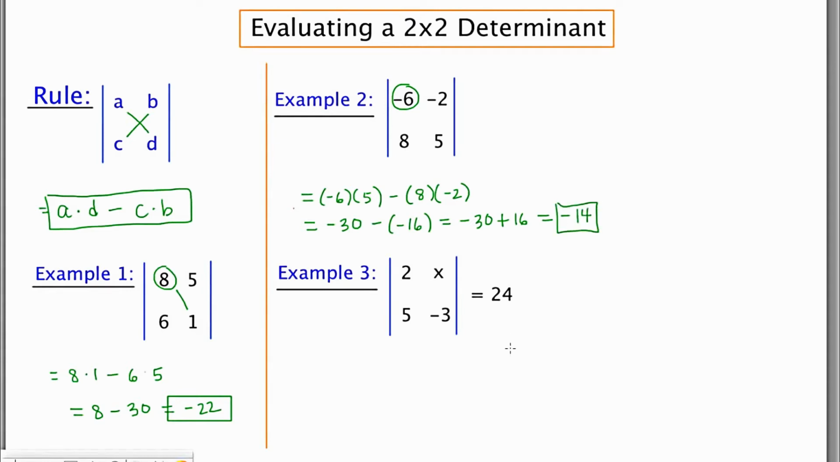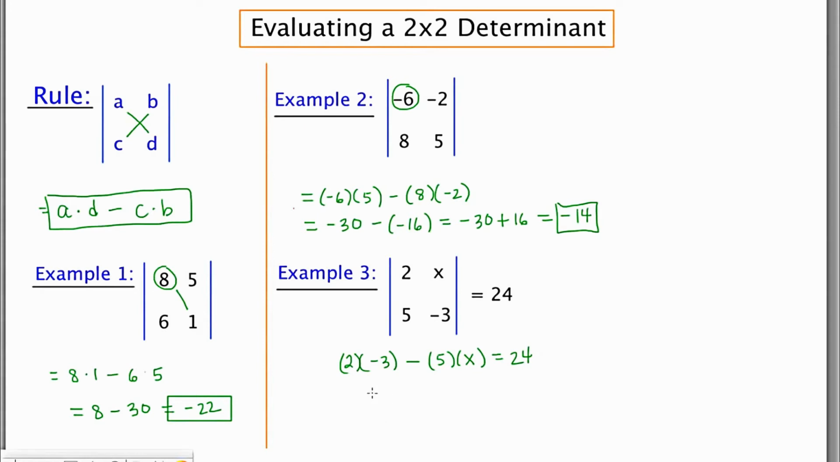Okay, our last example is a little bit more complicated. You'll see that one of the things in the array is an x rather than a number, but the whole thing is equal to 24. So I'm going to set up a problem based on the rule on the upper left and set the whole thing equal to 24. So what I'm going to end up getting is 2 times negative 3 minus 5 times x, and that equals 24.